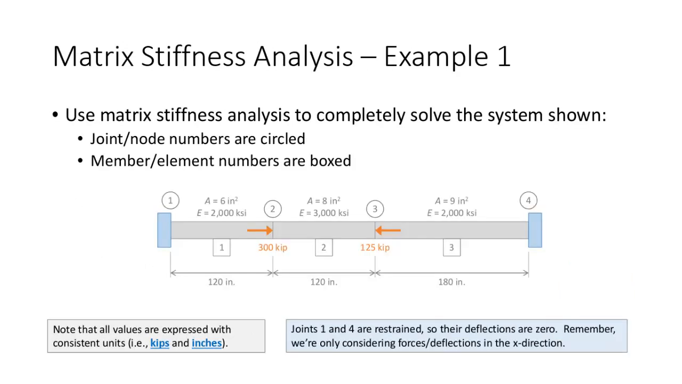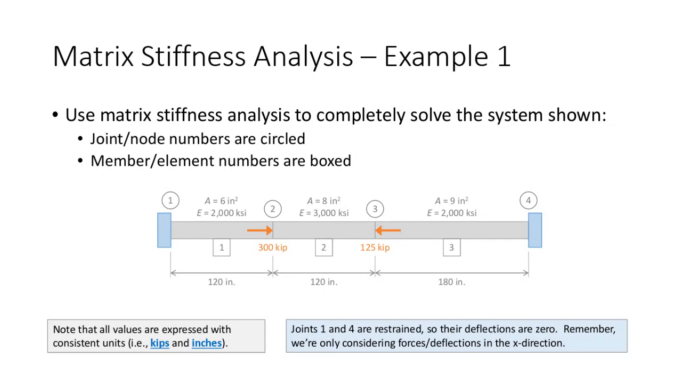Okay. Here's the example we were working on. This is the bar system. Now we've got 4 joints, 4 nodes, and 3 elements. So there were 3 element level stiffness matrices and 1 big old stiffness matrix for the entire system. We were given all the properties for the areas, the E values, the lengths of each of the elements. We know the loads. We've got all that figured out.